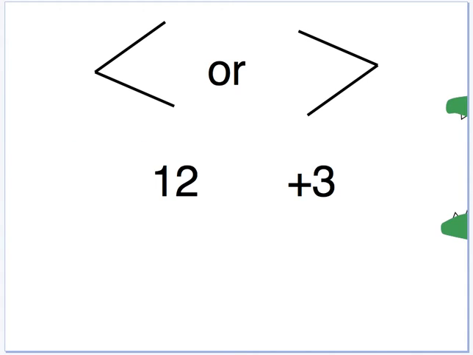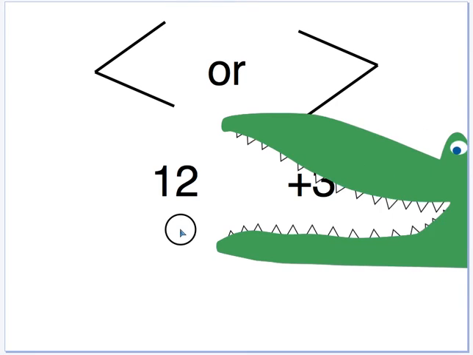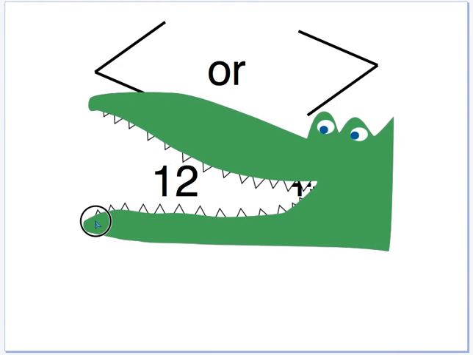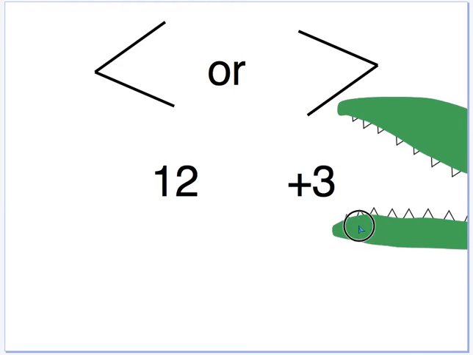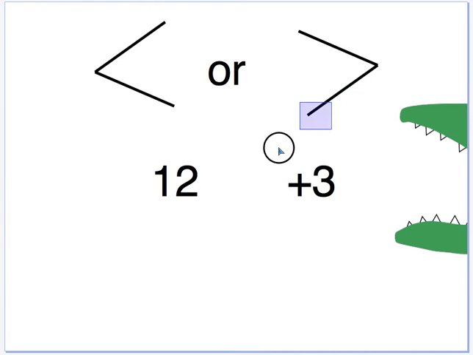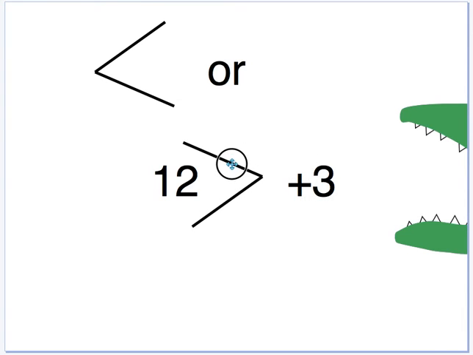So try this one by yourselves. There's no hint at all as to which one is larger. Yes, there we go. The crocodile wants to eat the larger number right there. It wants to eat 12. So we use this symbol to say that. This symbol right here, because 12 is larger than 3. Remember, it points to the smaller number. Even though it's a positive, 12 positives is definitely larger than 3 positives.